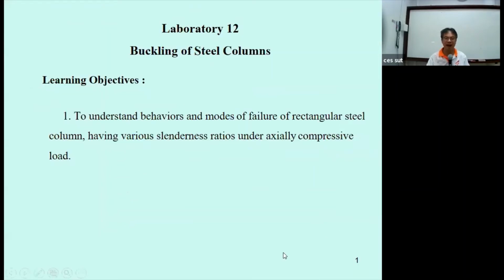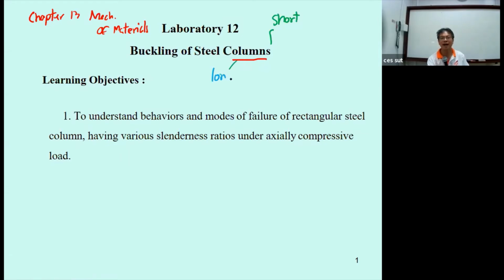As you have studied in chapter 13 of the mechanics of materials, we have studied the column, and we separate columns into the short column and the long column. For the short column, the failure is by yielding of the steel. But for the long column, the failure is buckling.